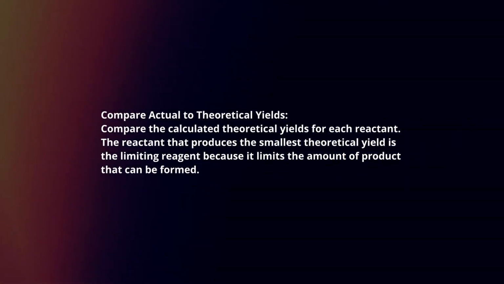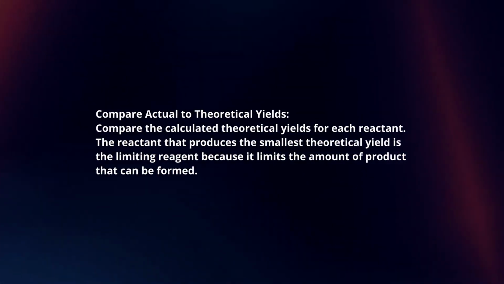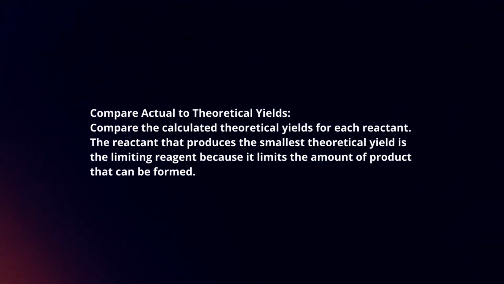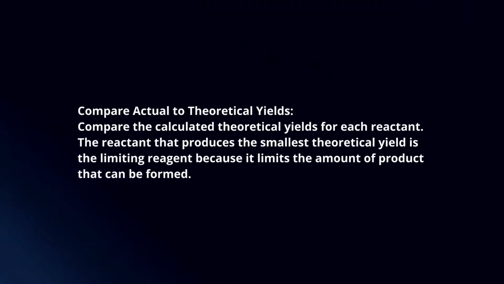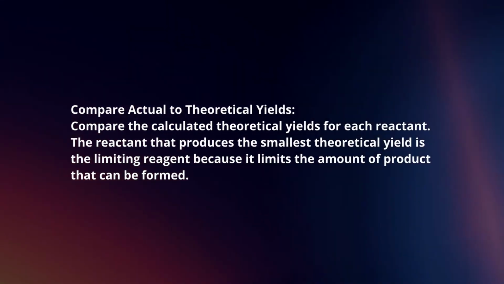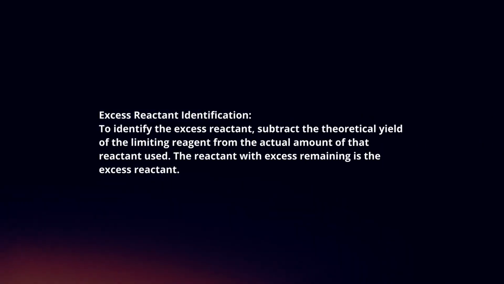Compare actual to theoretical yields. Compare the calculated theoretical yields for each reactant. The reactant that produces the smallest theoretical yield is the limiting reagent because it limits the amount of product that can be formed. Excess reactant identification.